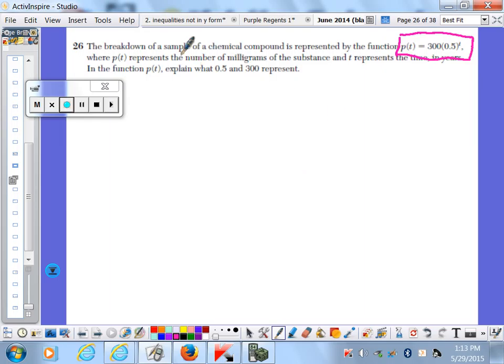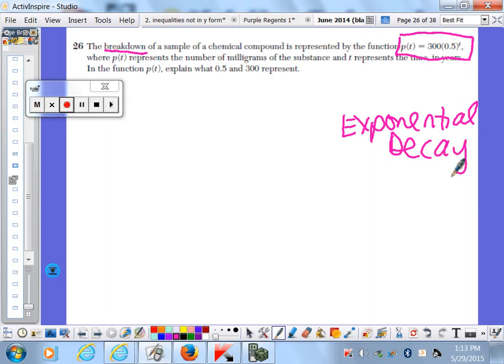Now, once you take a look at the graph, and if you use the keyword that was over here, I hope that you've noticed that this is really an exponential decay function. Your graph should look something like this in your calculator. They want us to describe what 0.5 and 300 represent. So last week we reviewed the exponential equation. Do you remember it? It was y equals a times b to the x. So this is a very, very important equation we must remember for our Regents.